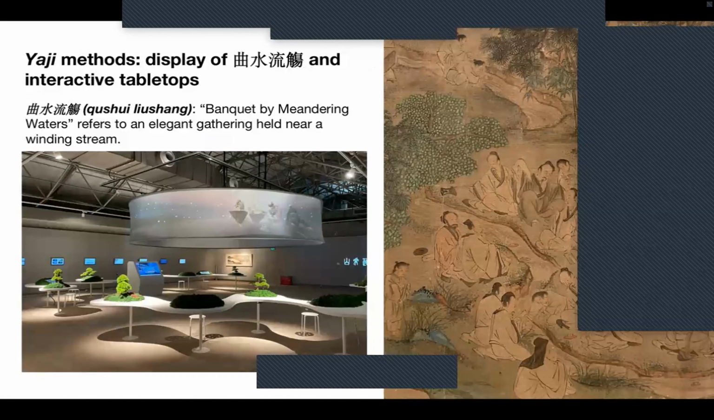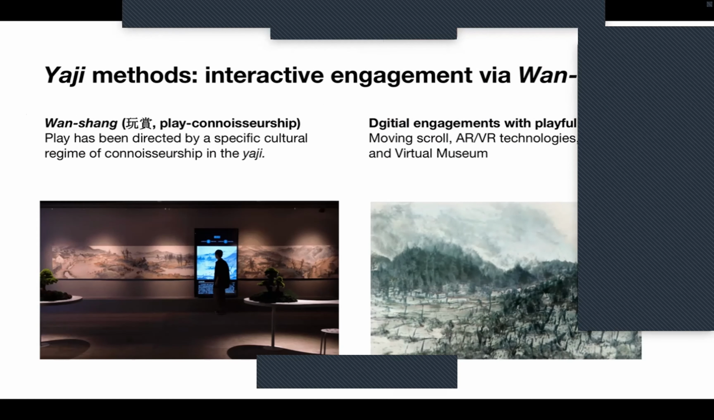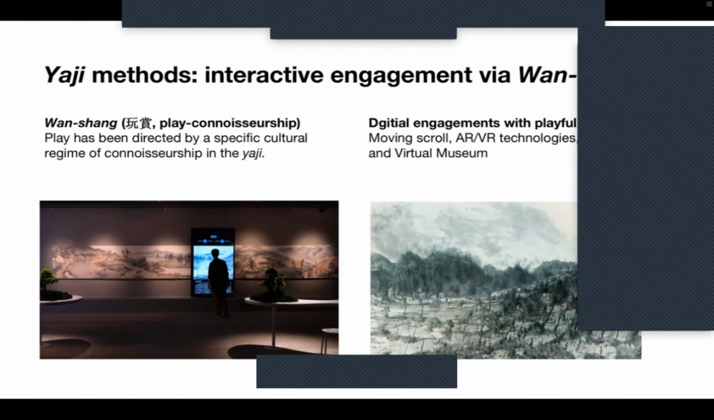So the first method is the display of Qu Shui Liu Shang. It's a Chinese phrase that literally means winding streams and flowing cups. You can see the paintings on the right depict the scene. And in this exhibition, the booth is designed in the form of winding streams, and interactive digital screens on the booth seem to be the flowing cups. And the second Yaji method is the application of the idea of Wanshang, the play of connoisseurship. Play has been directed by a specific cultural region of connoisseurship in Yaji events. And the digital moving screens here engage the audience in a playful way. And actually this exhibition offers various elements to engage visitors with playfulness.